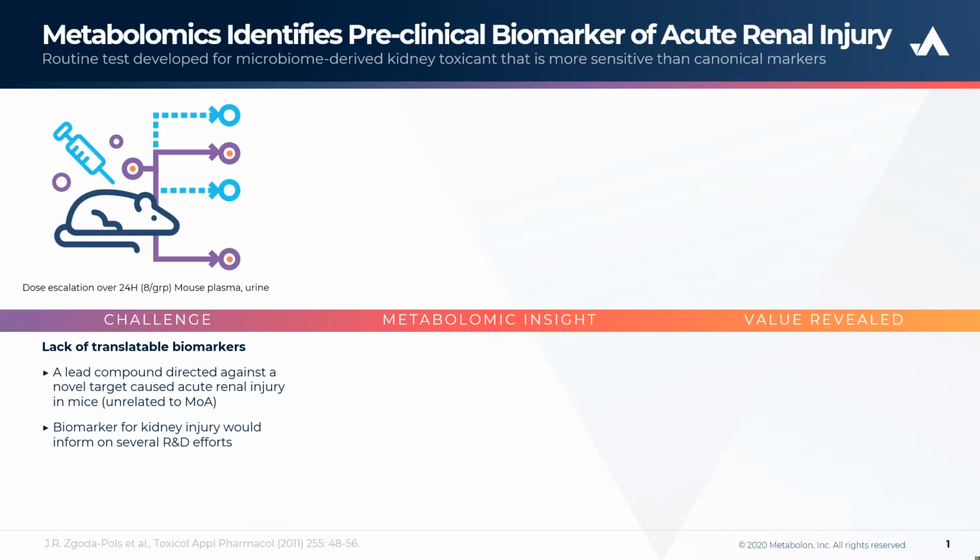The client had compounds that were being developed for treatment of dyslipidemia. Unfortunately, one of their compounds caused rapid onset morbidity and acute renal failure in mice. And this acute renal failure was unrelated to the mode of action based on knockout data provided by the client. So for this study, mouse plasma and urine were analyzed across a range of compound doses.